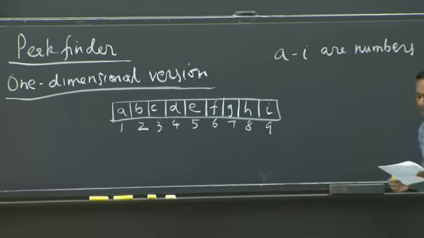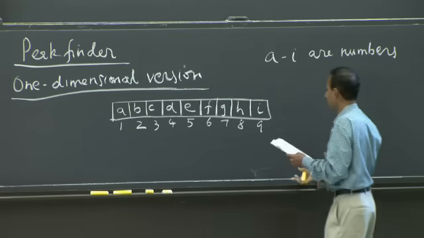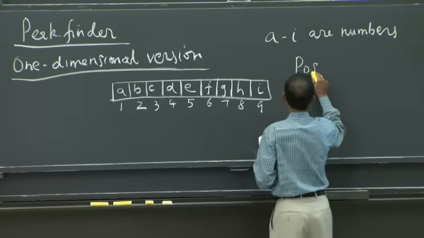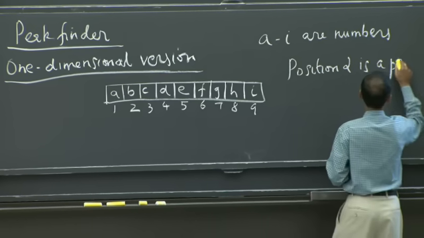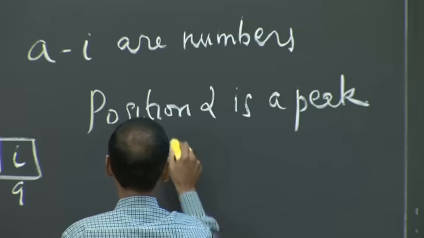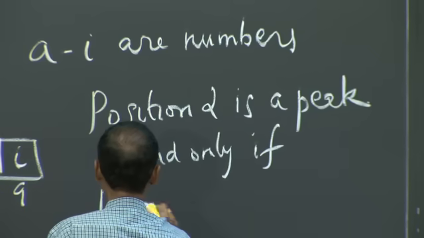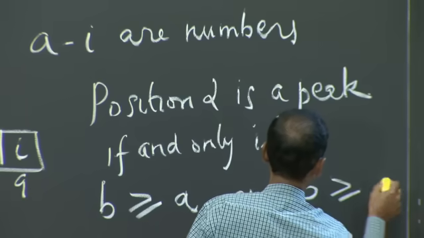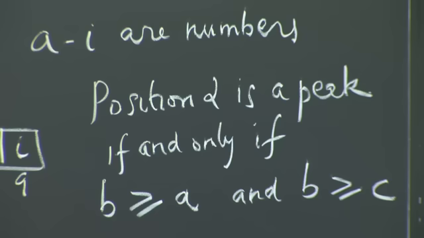And we want to find a peak. And so we have to define what we mean by a peak. In particular, as an example, position 2 is a peak if and only if B is greater than or equal to A and B is greater than or equal to C. So it's really a very local property corresponding to a peak.